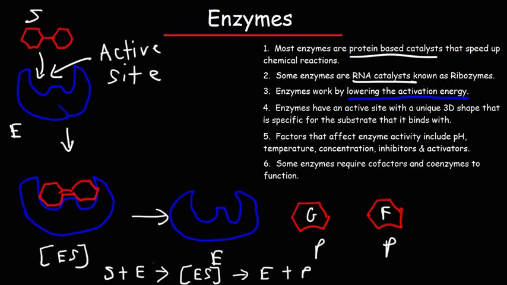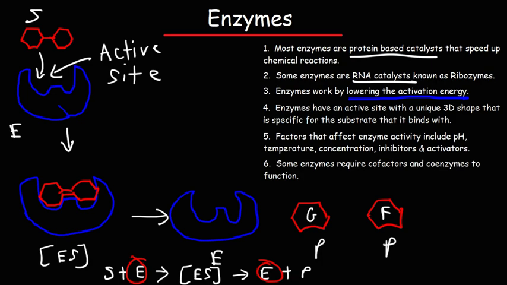So notice that the enzyme appears in the beginning of the reaction and at the end of the reaction. So the enzyme is not used up in the chemical reaction. It could be reused to react with another sucrose molecule, converting that into glucose and fructose. So make sure you understand that enzymes speed up chemical reactions, but they're not consumed in the reaction.